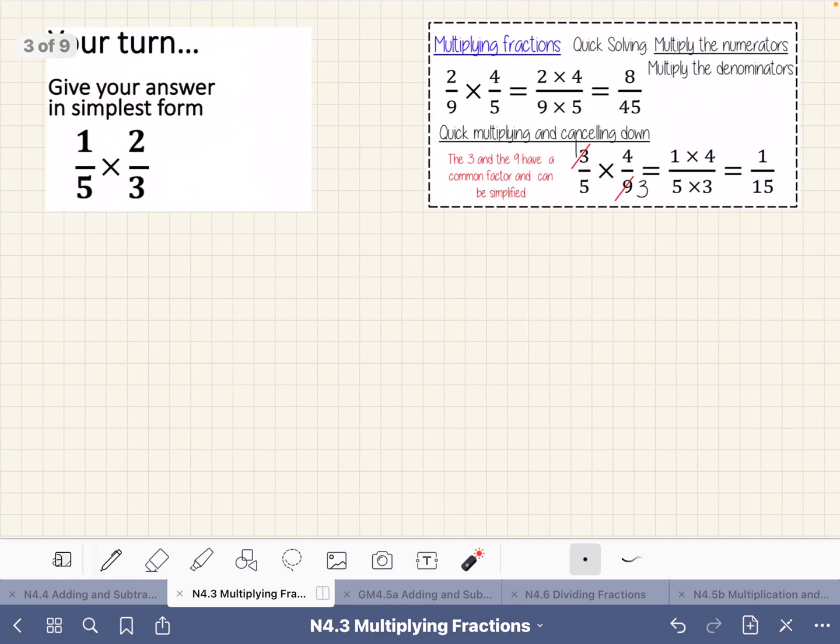You try this question, press pause while you're having a go. Okay, so this one multiplied across the top gives us 1 multiplied by 2, and bottom 5 multiplied by 3. 1 times 2 is 2 over 5 times 3, which is 15. Double check to see if this is in simplest form. Only 1 goes into 2 and 15, so this is the simplest form answer.